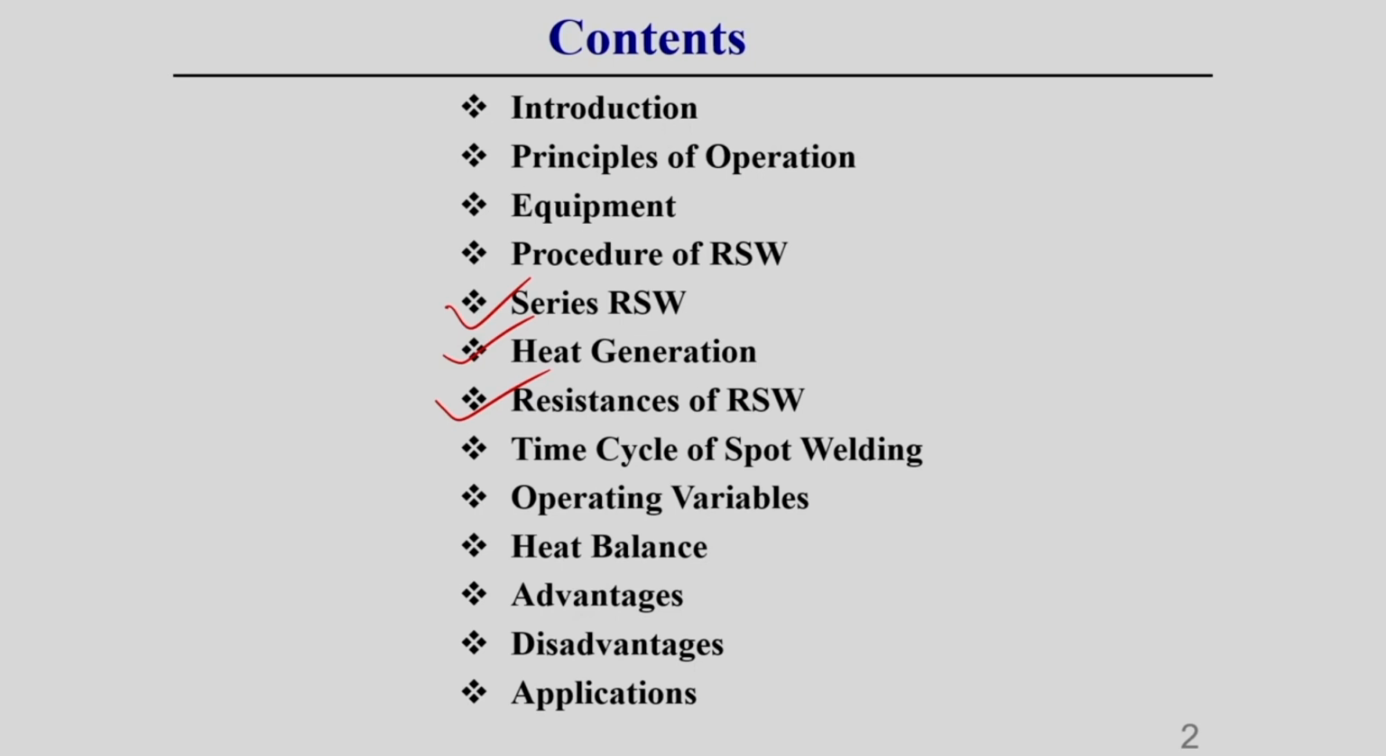That means what are the different types of resistances generally arising in resistance spot welding process. Then what are the important time cycles of this resistance spot welding process. Then its operating variables. And I will discuss about the heat balance concept, then advantages, disadvantages and its application.